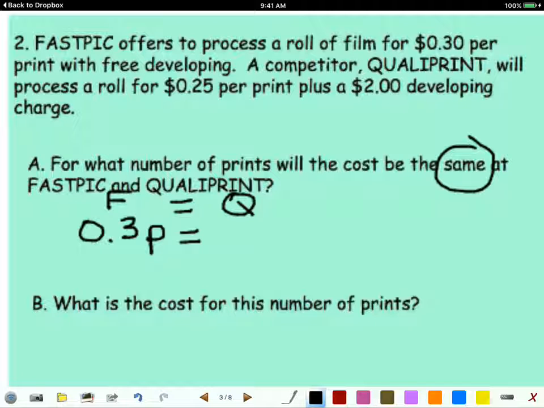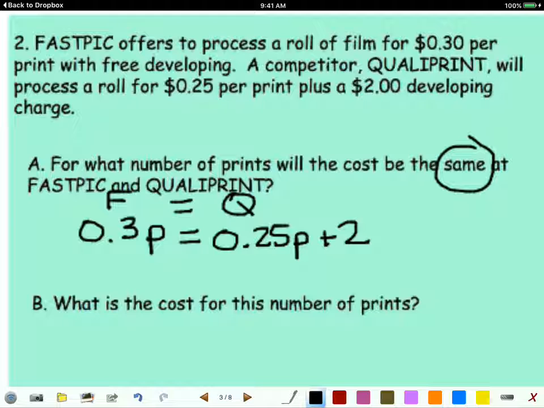All right, and then QualiPrint. We need an expression for QualiPrint. Who can give me an expression for QualiPrint? We're going to need to use P since that's the variable we've already chosen for our prints. Abby? 0.25P, 25 cents a print, plus 2 dollars. Very good, because it's a $2 developing charge. So it's a flat fee of $2, but then it's 25 cents per print. We want to know when these are going to be equal to each other, okay?